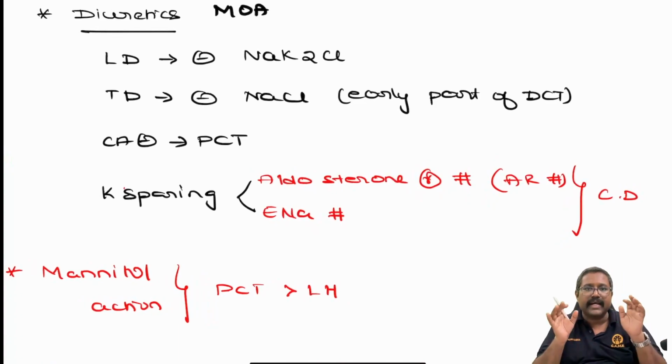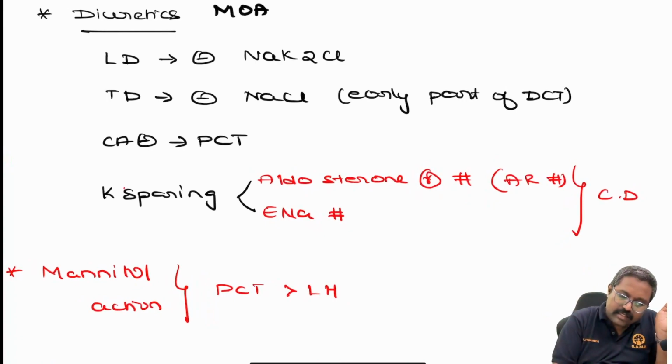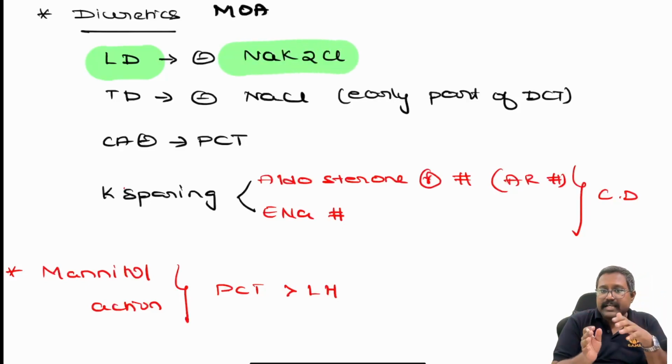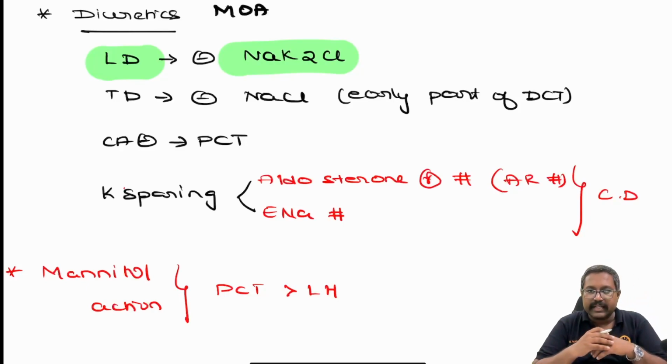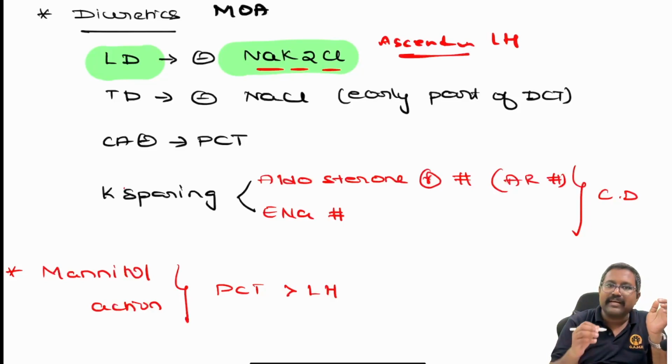Next we'll move on to the next concept. Where will these diuretics act? So diuretics are going to act mainly on these systems. So we have loop diuretics. Please remember, we have a loop diuretic which acts at the junction where there is a transporter, that is the sodium potassium chloride transporter. So it is a loop diuretic, loop of Henle. Basically they act on the ascending loop of Henle, where they will block the sodium potassium chloride transporter.